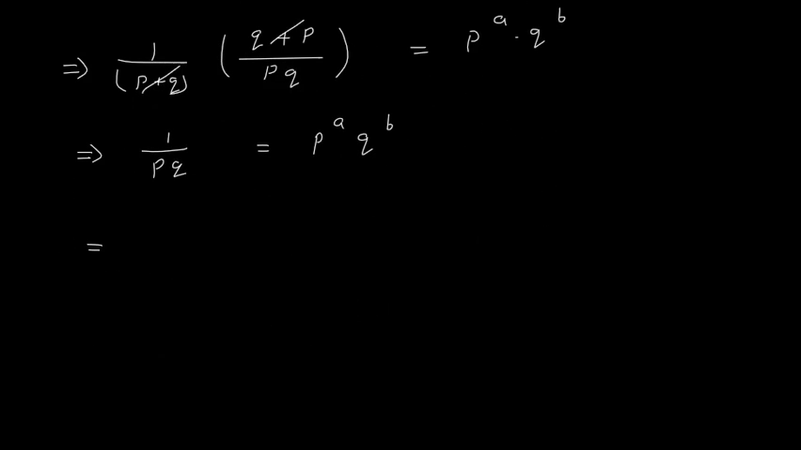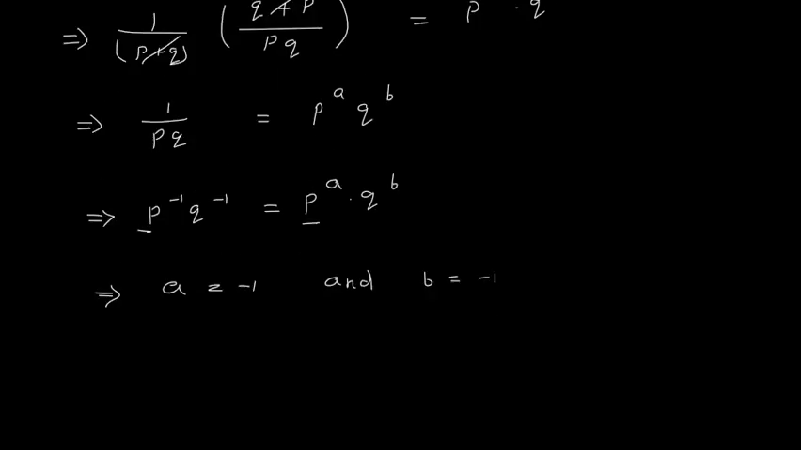This implies this 1 upon pq we can write as p^(-1) q^(-1), which is equal to p^a q^b. We will compare the powers of p and q. So I will get a = -1 and b = -1.